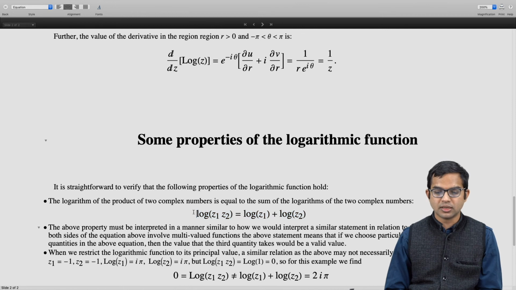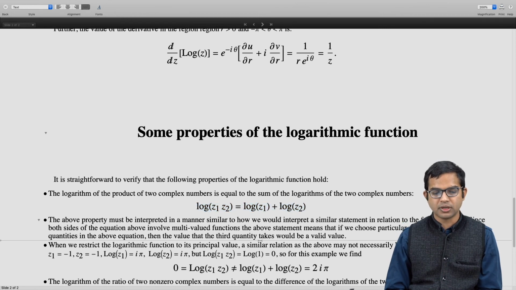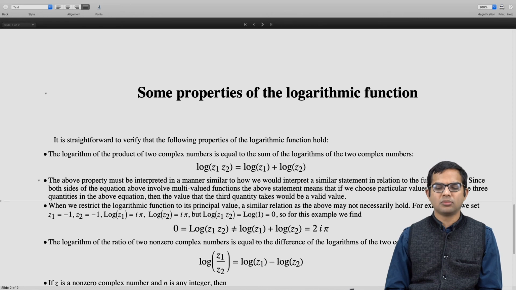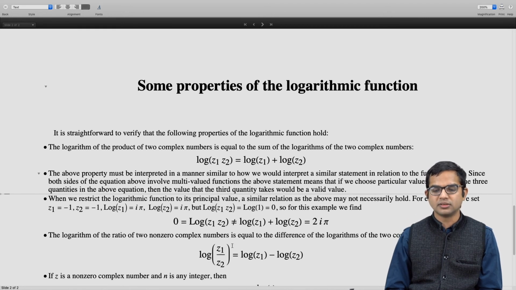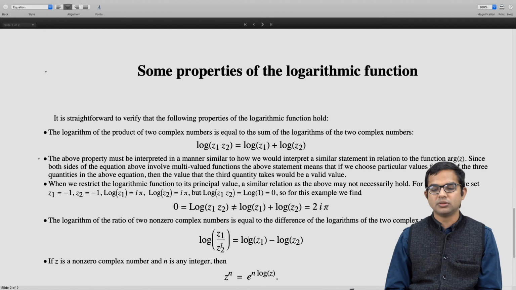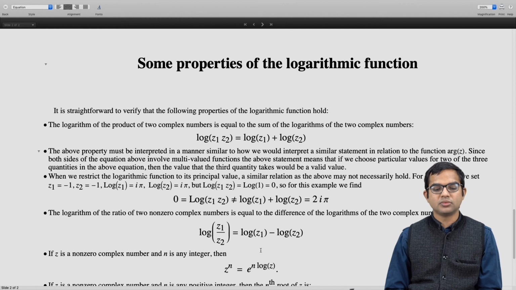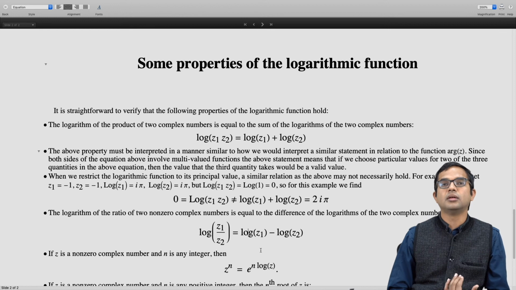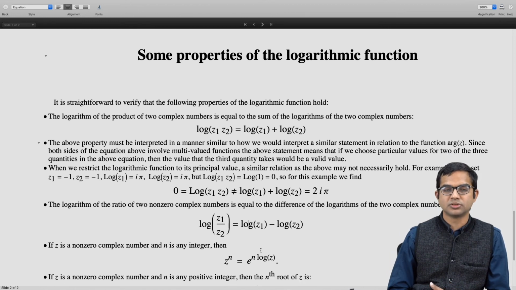But the more general logarithm function indeed has this property. The logarithm of the ratio of two complex numbers also has a similar result, right? So you can think of 1 over z2 as another complex number, and then it's really the same rule. Log of z1 over z2 is equal to log z1 minus log z2. If z is some non-zero complex number and n is an integer, then z to the n is going to be e to the n times log z, right? So this is also something which straightforwardly follows from the definition of the log function.